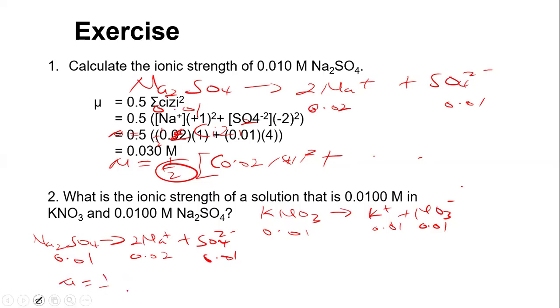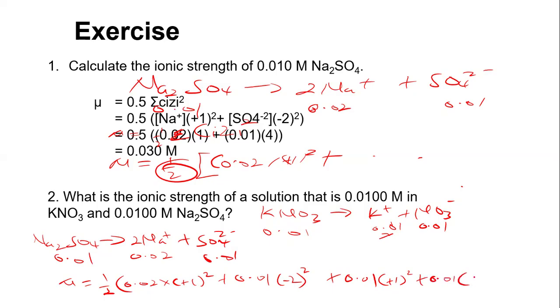strength, I would have half into brackets. The first species is 0.02 multiplied by plus 1 squared, plus the sulfate, which is 0.01 times minus 2 squared, plus the KNO3. The K plus is 0.01 into bracket plus 1 squared, plus the NO3 minus is 0.01 into bracket minus 1 squared, right? Bracket close.